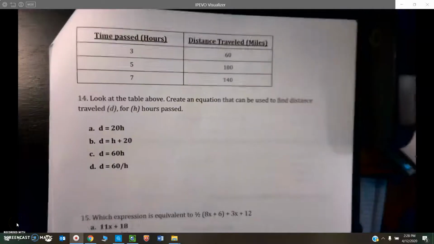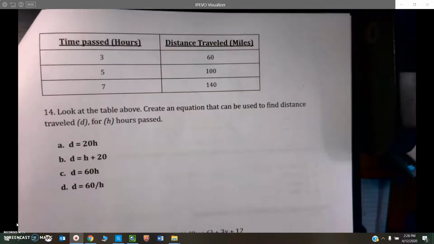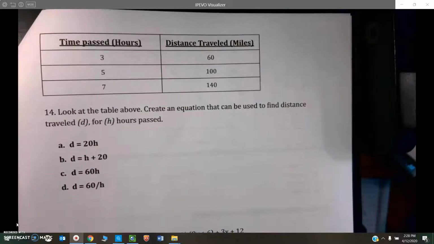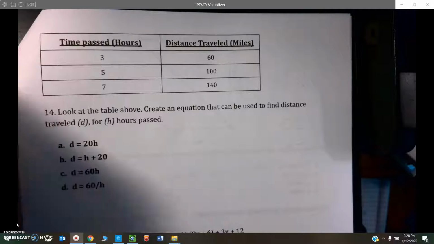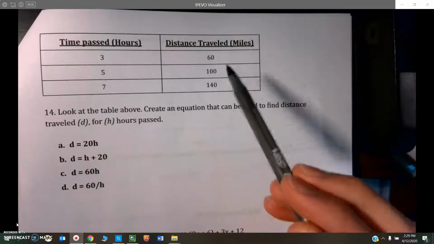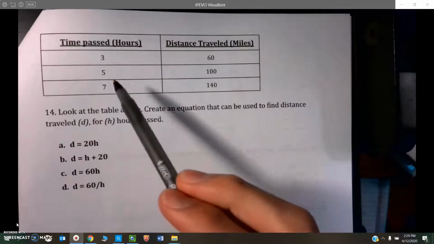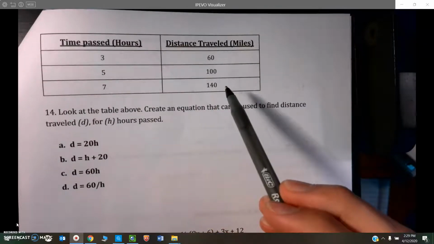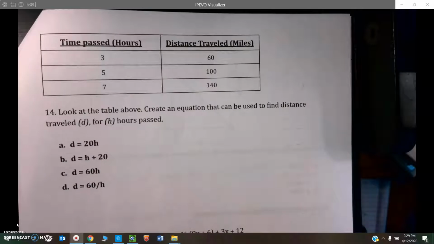All right, and now for the final 2 pages of your review. So number 14 says, look at the table above and create an equation that can be used to find distance traveled for hours passed. So if we look at the table, this is a ratio table, and we can see that in 3 hours, they go 60 miles, 5 hours, 100, 7 hours, 140 miles.